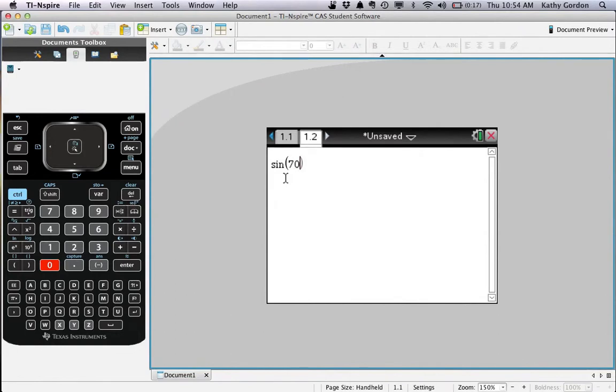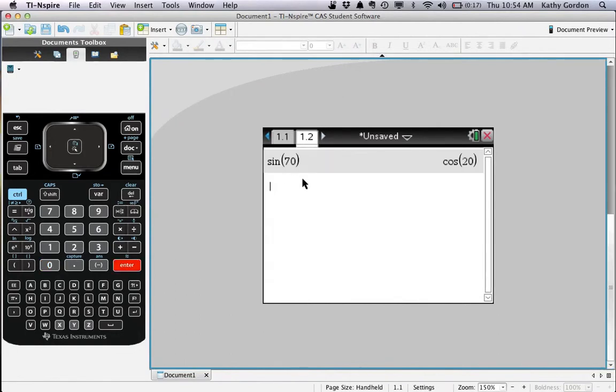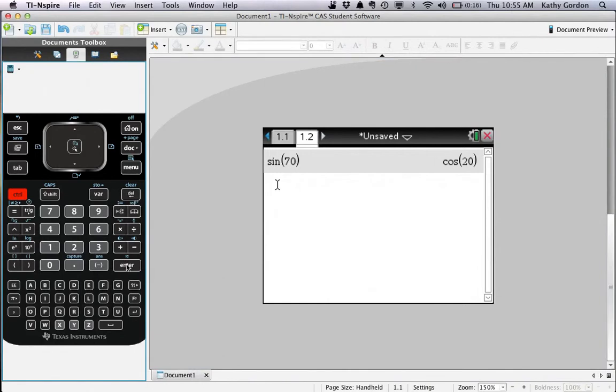And so when I hit enter now, it tells me it's the same as the cosine of 20. Well, that's lovely, but that doesn't really help. So what I want is the actual decimal answer. For the decimal, I do a control enter so that I get the decimal approximation, and then I have the 0.939693 answer that I might be interested in.